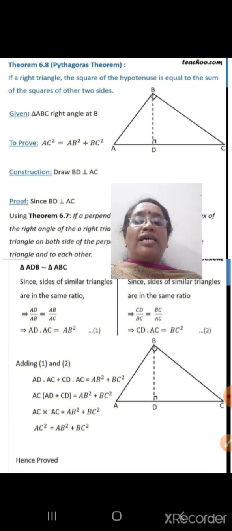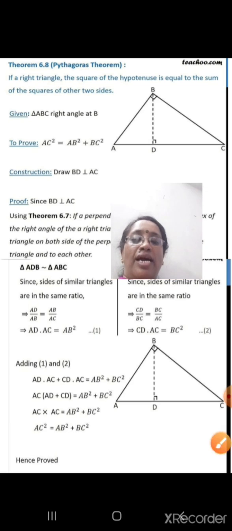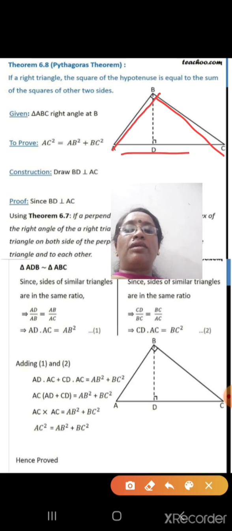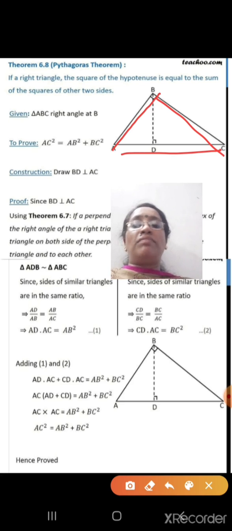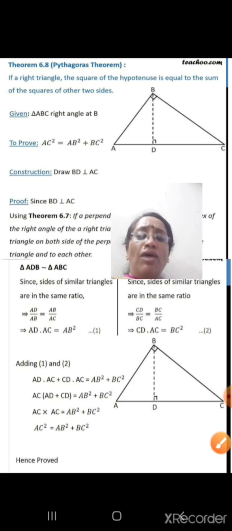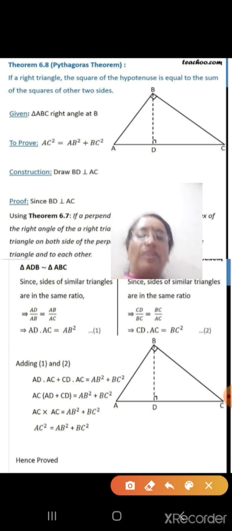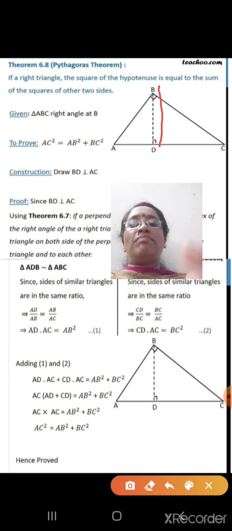In a right triangle, what is given? A triangle ABC is given. That is our right triangle, with right angle at B. We have to prove that AC square equals AB square plus BC square. For proving that, one construction is there: you have to draw BD perpendicular from that vertex B to the hypotenuse AC.